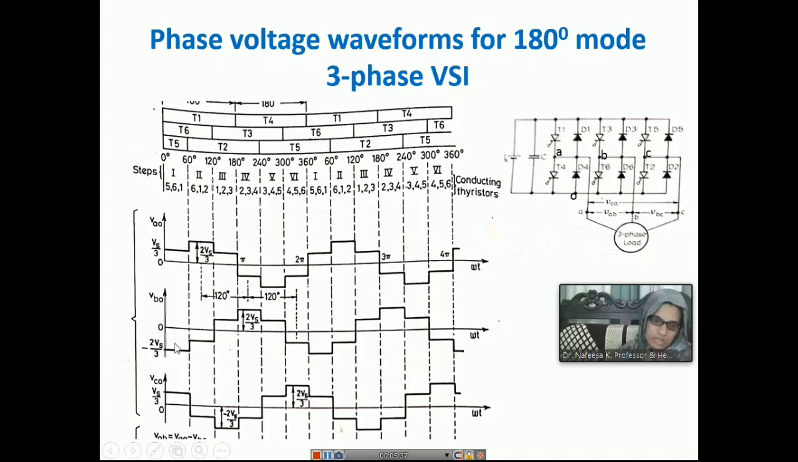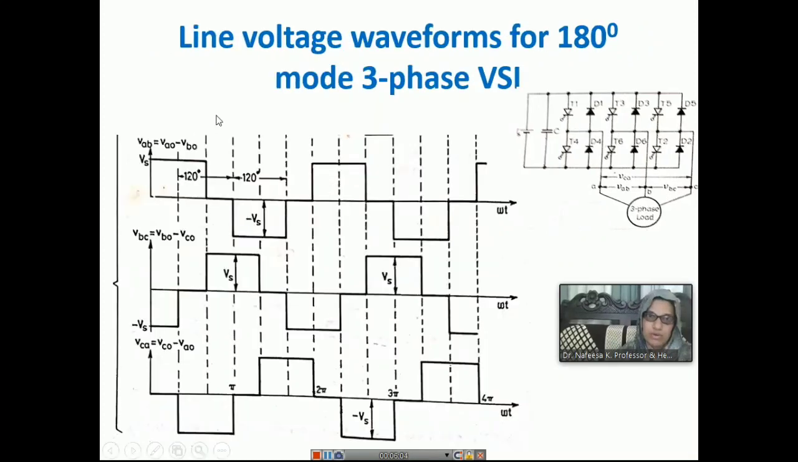From this waveform itself, you can see that VAO is Vs by 3 and VBO is minus 2Vs by 3. So you will get Vs by 3 plus 2Vs by 3, which is equal to 3Vs by 3, equal to Vs. So in this interval, you got the line voltage waveform. These are the line voltage waveforms of the 180-degree mode of operation of VSI.